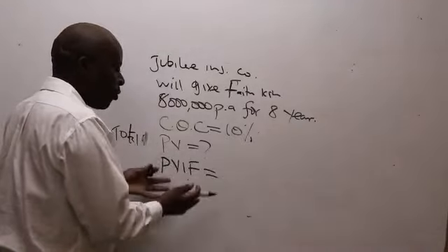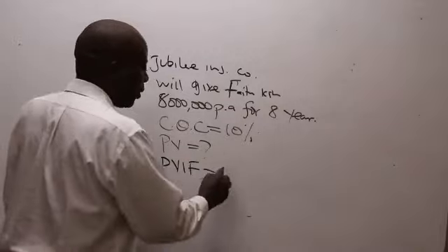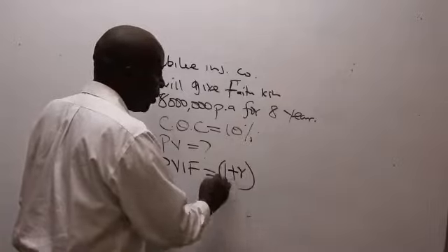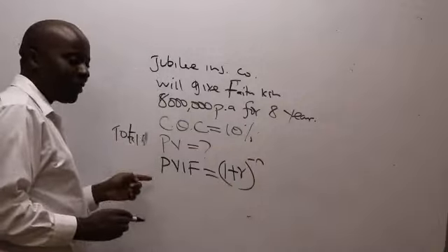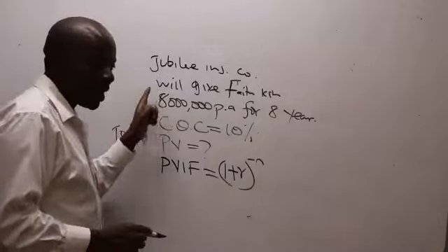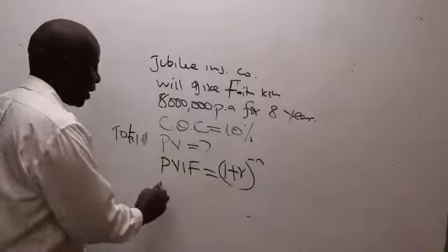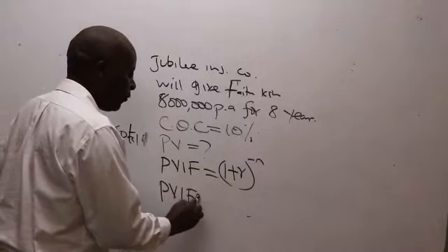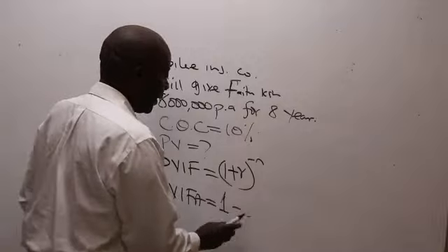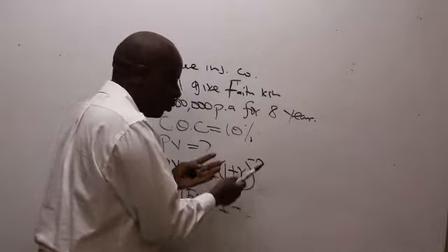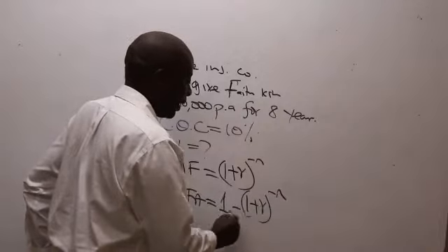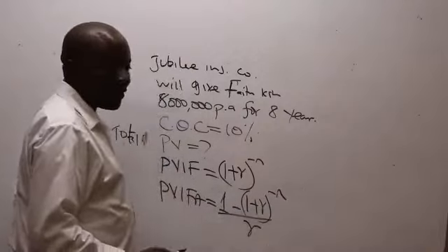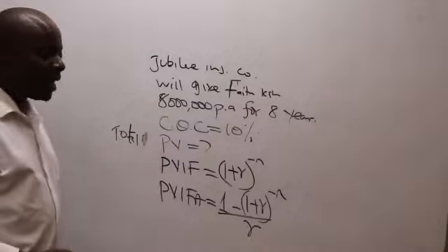PVIF is for the one-off or irregular cash flows, which we normally discount using this formula. But I'll tell her this will not apply in your case, because yours is a uniform cash flow. In your case, what we shall apply is what we call PVIFA. The PVIFA is 1 minus 1 plus R raised to negative N, everything to be divided by R.